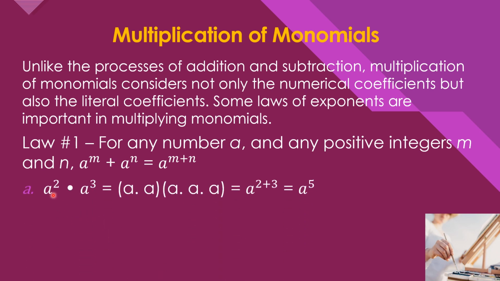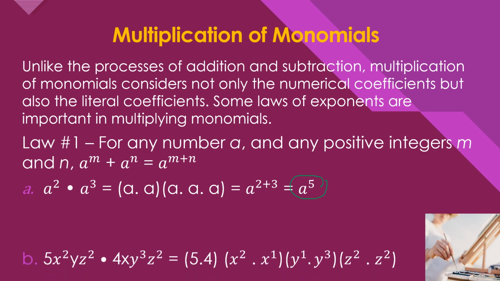Next, we have a squared times a cubed. So this is the exponential form. By factoring, that's it. Then we add 2 plus 3, that's 5. So we got the correct answer.